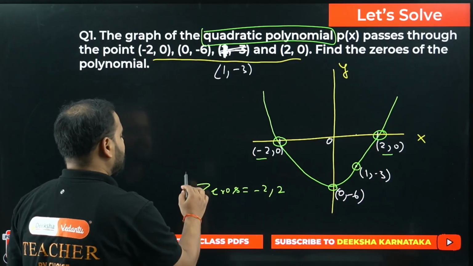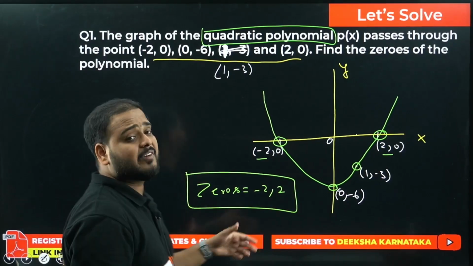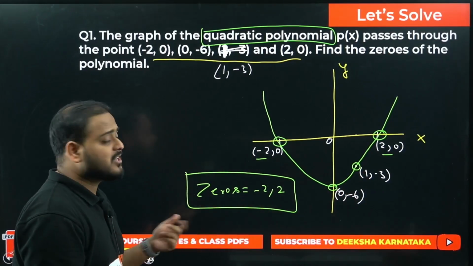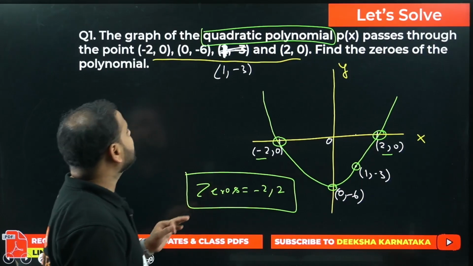So what are the zeros? Minus 2 and 2. See? Even if the graph is not given, it is very simple to draw. Coordinates are given, so we can draw it and get the result: zeros as minus 2 comma 2. I hope this is very simple, and I hope you understood this.